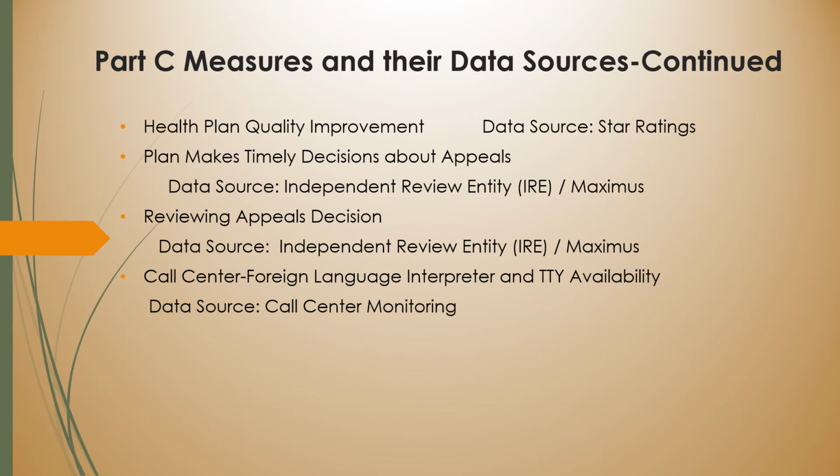On this slide, you will see 4 more measures for Part C plans. Health Plan Quality Improvement Measure, its data source is star ratings. Plan makes timely decisions about appeals. Its data source is Independent Review Entity / Maximus. Reviewing Appeals Decision Measure, its data source is again Independent Review Entity / Maximus. And the last measure is Call Center Foreign Language Interpreter and TTY Availability Measure. Its data source is Call Center Monitoring.